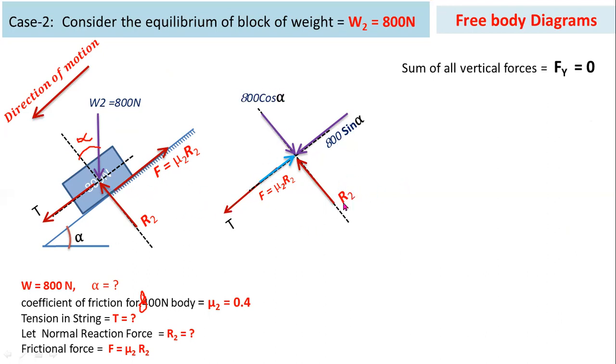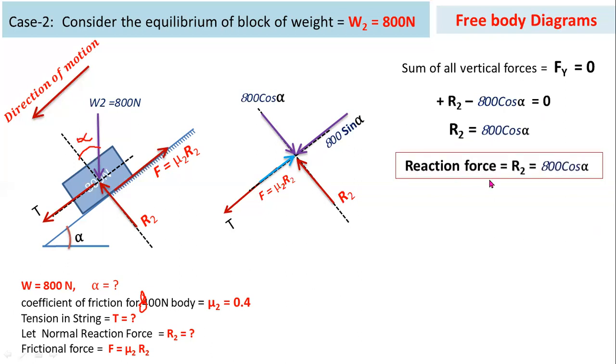For determining the value of reaction force R2, you have to resolve all the forces normal to the plane. For upward action, you have to consider positive sign. For downward action, you have to consider negative sign. So plus R2 minus 800 cos alpha equal to 0. So R2 equal to 800 cos alpha. This is the value of the reaction force between the block and plane.